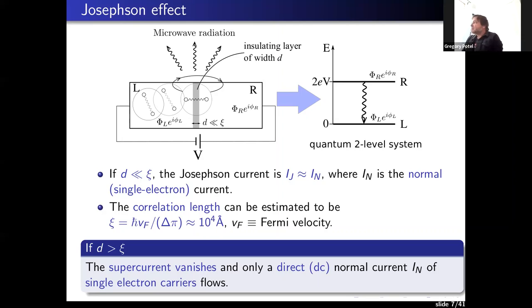If, and this is again very important, you take layers of increasing width, and you increase the width up to a point that the insulating layer becomes larger than the correlation length, then the Josephson effect shuts off, and you only have a sort of normal current of single electrons that cross the insulating layer. In that case, we have an intensity, which we call I sub n, which is just a normal current that arises from the tunneling of single electrons. So you don't have microwave radiation because the current is not oscillating anymore. It's just a direct current, a DC current. Okay, next slide.